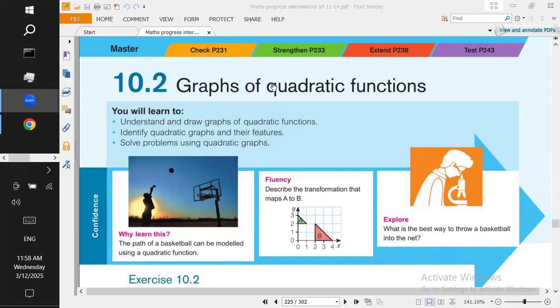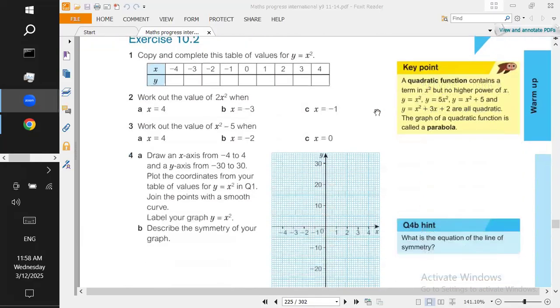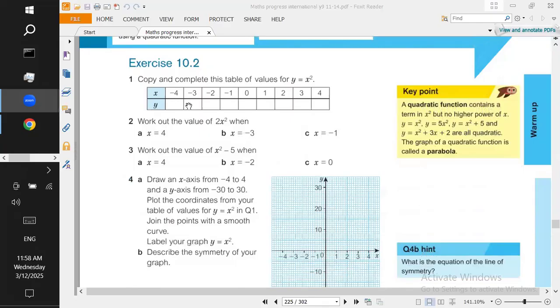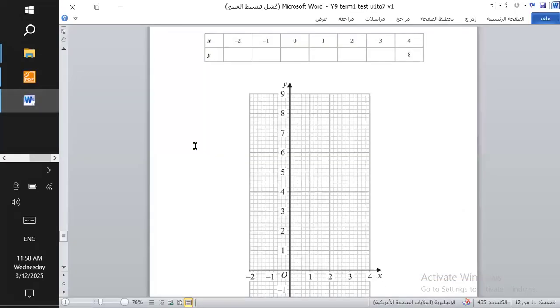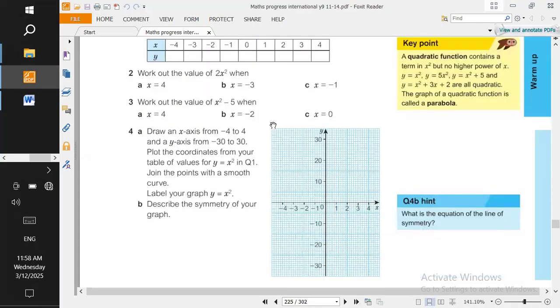In this video, we're going to talk about the rest of Unit 10 lessons, 10.2 graphs of quadratic functions. Now, in graphs of quadratic functions, it's the same question that we answered in the first lesson, 10.1. This question is this question here. It's the same, just fill the gaps, find the coordinates of the points, and then draw or sketch the graph, okay?